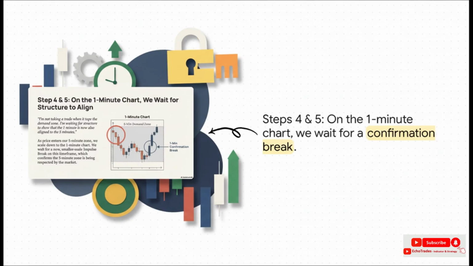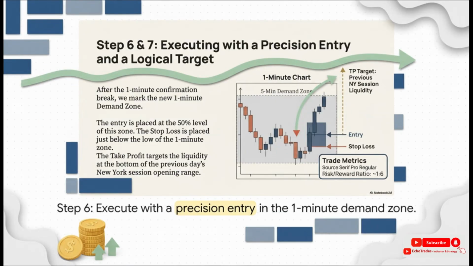And this is where using multiple time frames is so important. The 5-minute chart gave us our roadmap, our area of interest. Now, as price pulls back into our zone, we drill down. We go to the 1-minute chart to get our magnifying glass out. We're not just going to buy blindly because price touched the box. We need that final confirmation, another small impulse break on the 1-minute chart to tell us this zone is for real. And here we go, the final step.